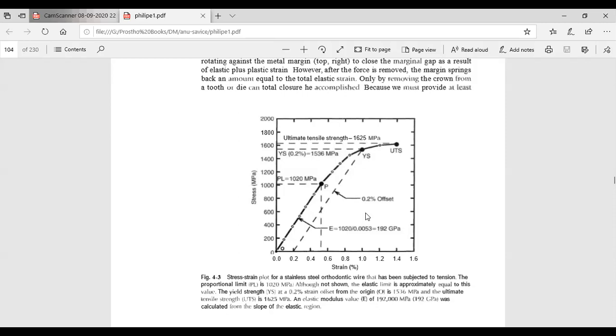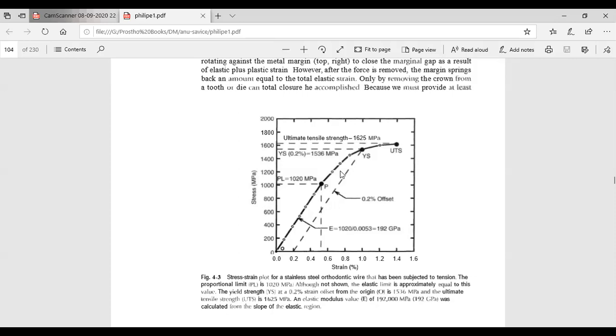Within this region the material will come back to its original shape or form. It will not distort. After which, until the yield strength, it will go on. Beyond that the material deforms. After the yield strength, up to the ultimate tensile strength, and after ultimate tensile strength, the material ruptures or fractures.